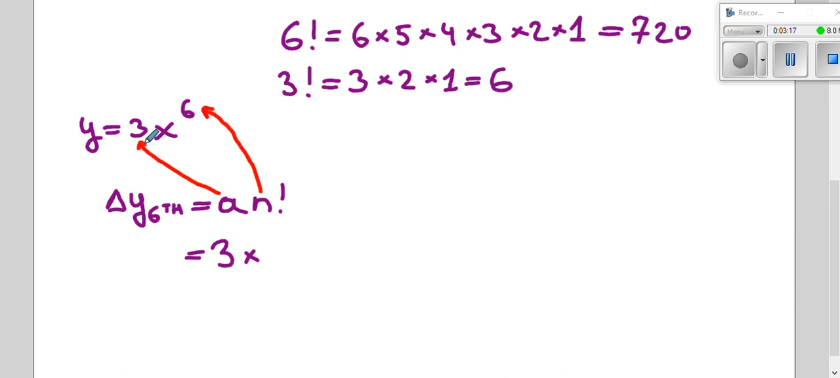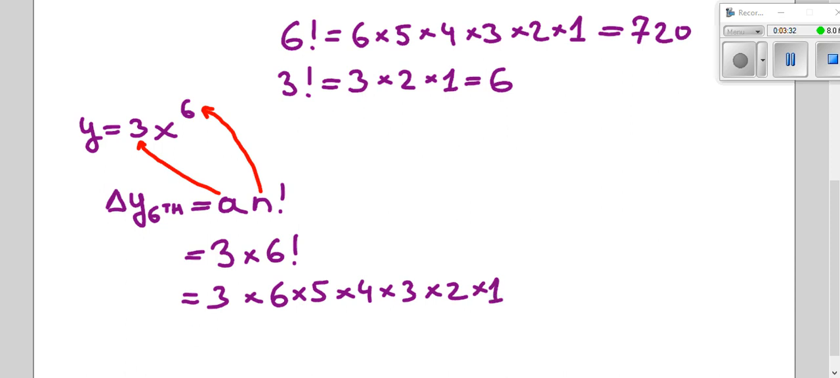If I substitute and expand the factorial, 6 times 5 times 4 times 3 times 2 times 1, we can calculate what the value of our finite difference is. And it seems like it is 2,160. So this is just a fast way to find out what the value of the finite difference is without doing all that work that we were doing earlier on Friday.